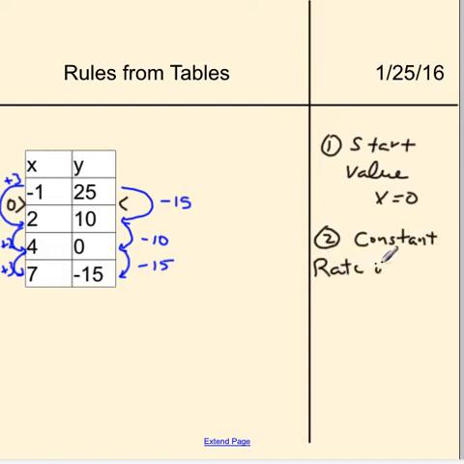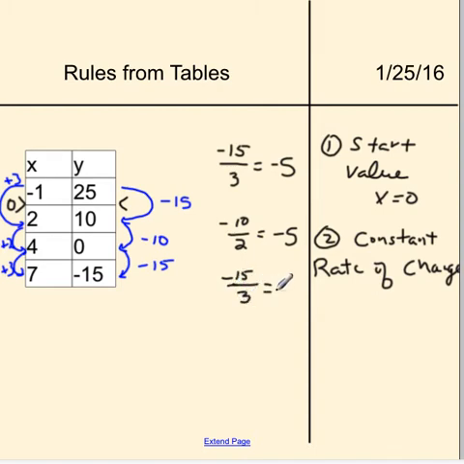So is there a constant rate of change for one step of x? So let's think about it. If we're going down 15 for 3 steps of x, for one step of x, we would say that we go down 15 divided by 3. Well, looking at that, that's -5. Let's check out this one. Here we go down 10 for every 2 steps. Well, -10 divided by 2, that's -5. That's looking pretty consistent. That's kind of cool. And here, -15 for every 3 steps. Well, hey, that's also -5 because I did that one up above. So here we have indeed a constant rate of change.